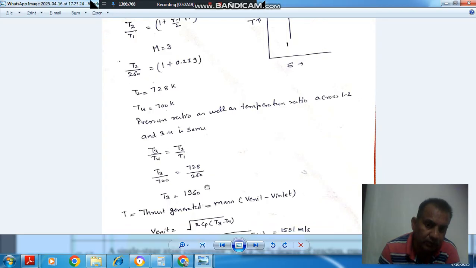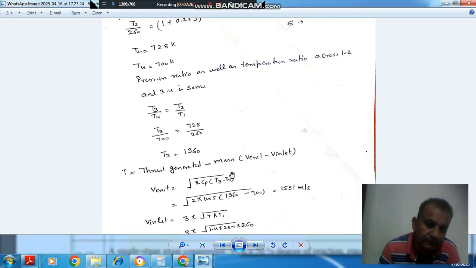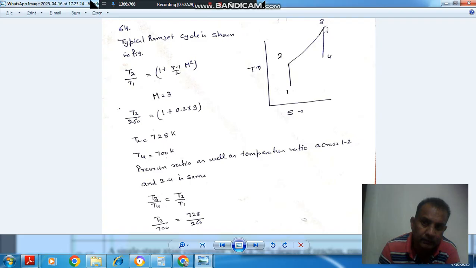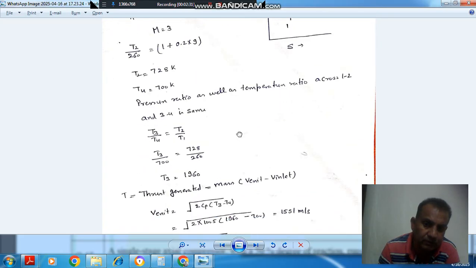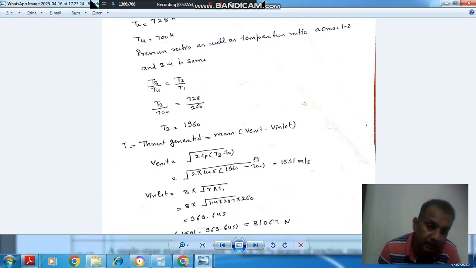And now thrust generated is mass flow rate times exit velocity minus inlet velocity, and exit velocity can be calculated from the temperature difference, T3 minus T4. So exit velocity is the square root of 2 Cp (T3 minus T4). Cp is 1005, T3 is 1960 and T4 is 700. So it comes out as 1591 meter per second.